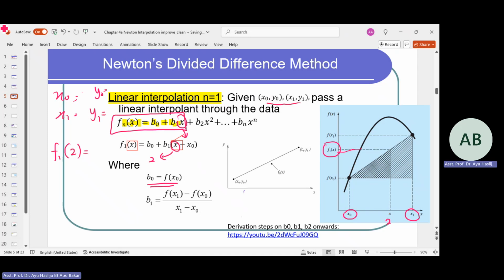So you need to find what b0 and b1 are, then substitute into the equation. b1 over here is basically the slope equation: f(x1) minus f(x0) over x1 minus x0. The slope. That is for n equals 1, linear.